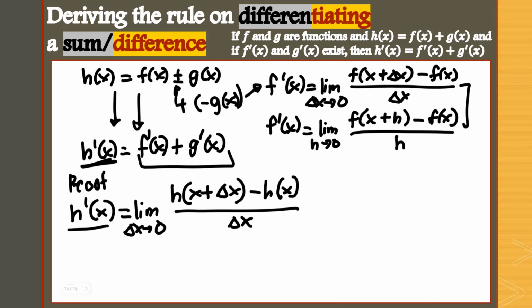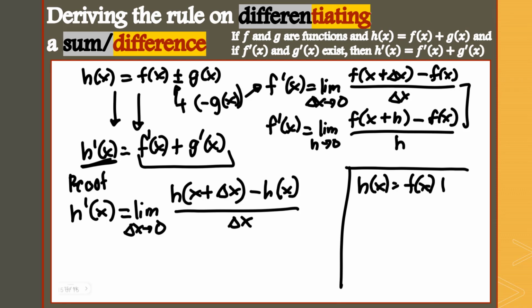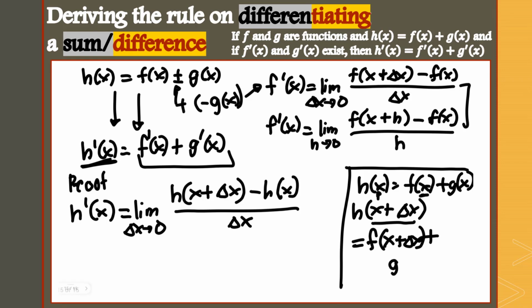So let us use another part of our screen as scratch paper. Here h of x is f of x plus g of x. Let's use plus again. So what is h of x plus delta x? Exchanging that here, this would be equal to f of x plus delta x, as we change this as well, plus g of x plus delta x. Why are we doing this?